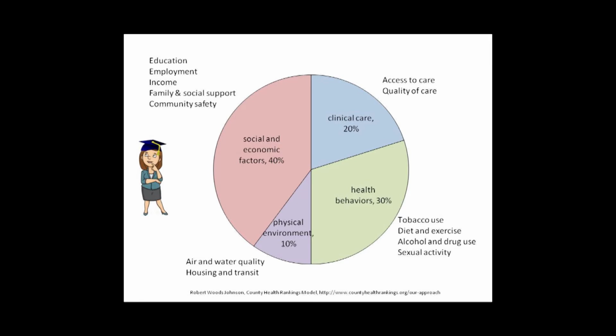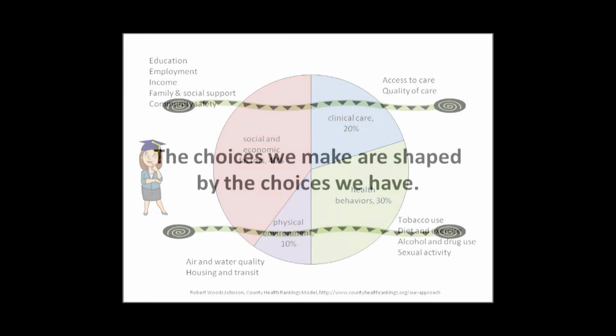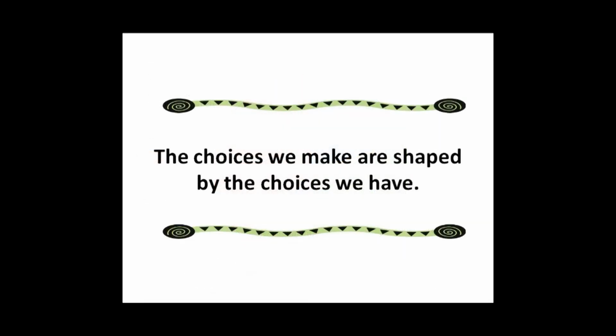And these factors, the 50% on the left, are what we call social determinants of health. They are what enable Daisy to have the 50% on the right. They make it possible for her to access the health care she needs and to maintain a healthy lifestyle. The Robert Wood Johnson model reminds us that the choices we make are shaped by the choices we have.